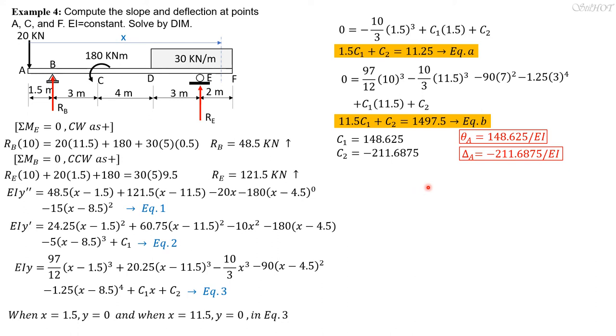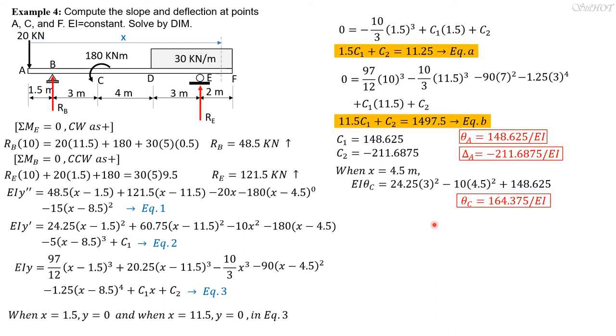Next is at C. When x is 4.5, we can compute theta C and delta C. In equation 2, 24.25 times 3 squared, then ignore, minus 10 times 4.5 squared, then ignore, plus c sub 1, which is 148.625. So theta C is equal to 164.375 over EI.